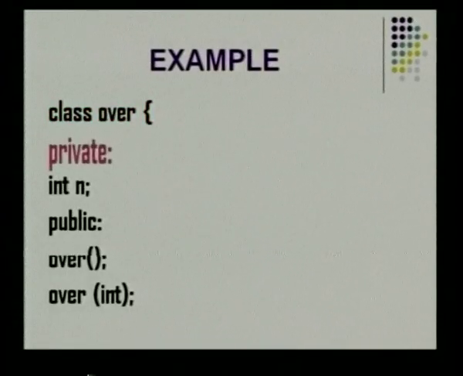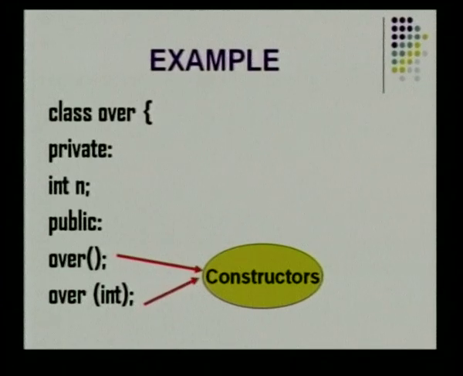Again, you are having a class called over, you are having one data member which is of private type and is an integer variable. You are having two constructors in the public section of the class. One constructor is not having any argument, the other constructor is having an argument. So, this is only the concept of constructor overloading, two constructors with the same name as the class, but they differ in the parameters they carry.